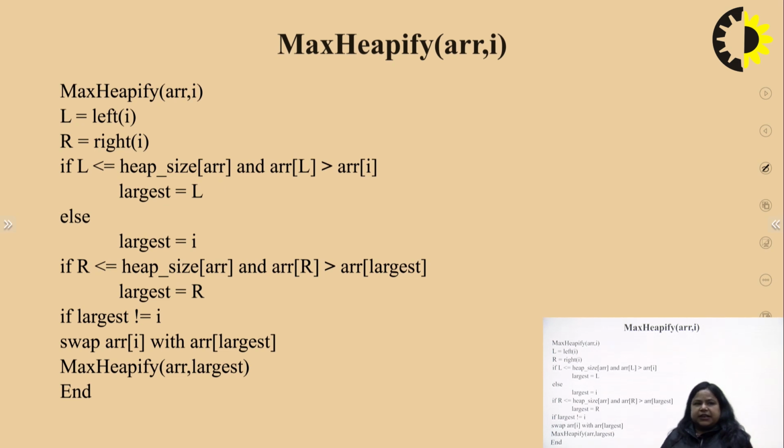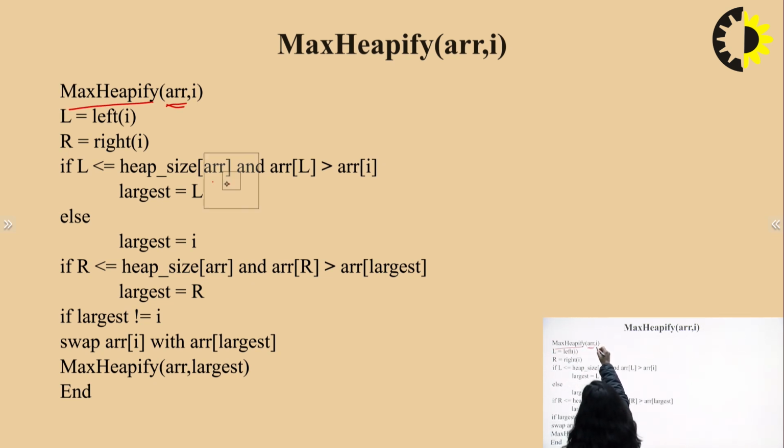As we all know, in the case of a binary tree, it always has two children, a left child and a right child. So what we need to do is apply the max heapify function on the array ARR and on the element that is I.